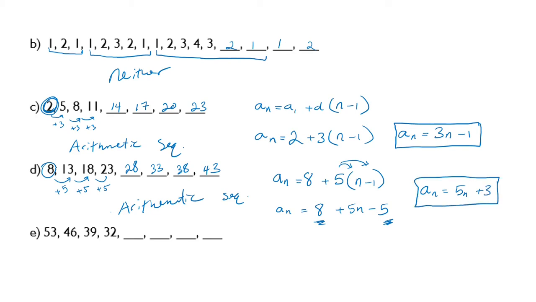You could always check your work. You can plug in a 1 and you'll get 8. If you plug in a 2, you'll get 13. If you plug in a 3, you'll get 18.